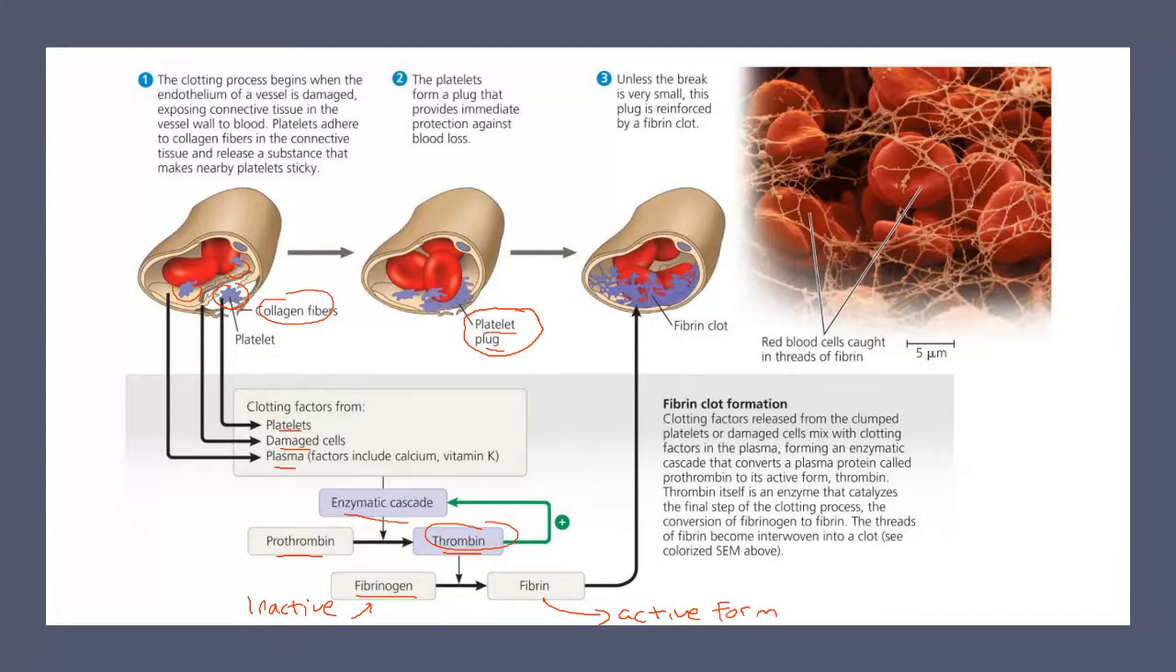Thrombin itself is an enzyme that catalyzes the final step of the clotting process, the conversion of fibrinogen to fibrin. And the threads of fibrin then become interwoven into a clot. We usually call it a fibrin mesh, and you can see that over here. All this stuff is going to be the fibrin mesh. So again, what is a clot? Well, a clot involves both things: platelets and fibrin mesh, or fibrin clot.